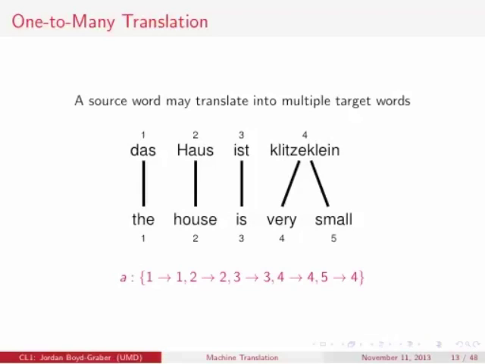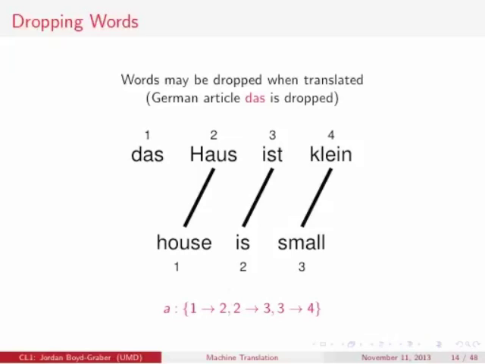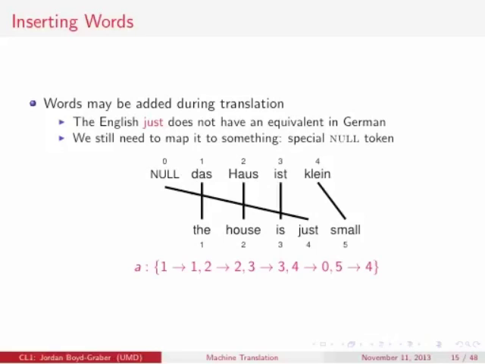You can also have a one-to-many translation. So the sentence das Haus ist klein, there the final German word is translated into two distinct English words. You can also have words that drop. So das Haus ist klein may be translated as house is small, dropping the article. You can also insert words.